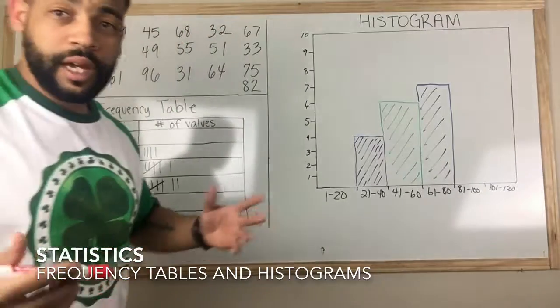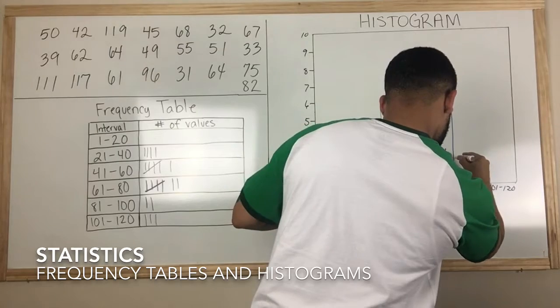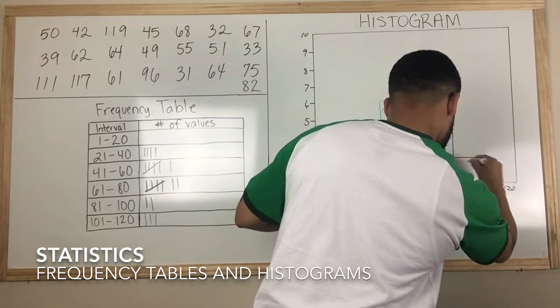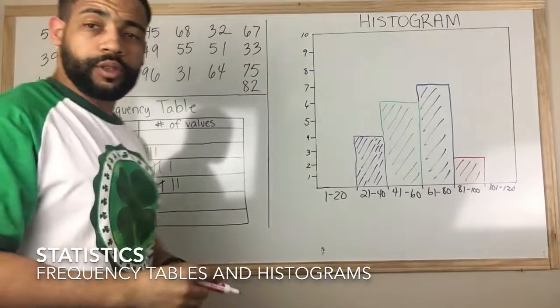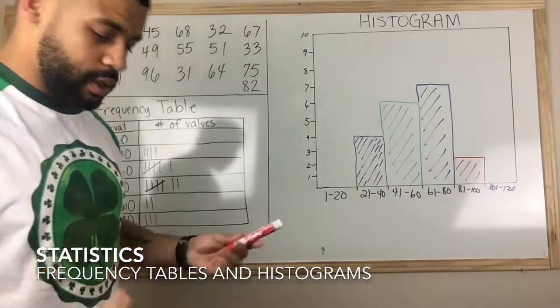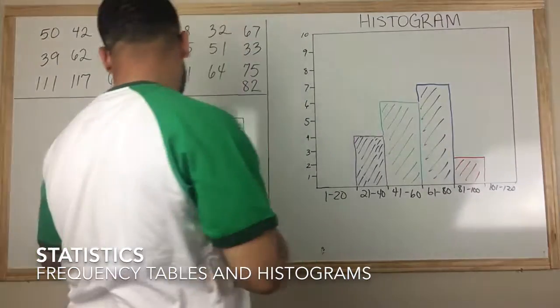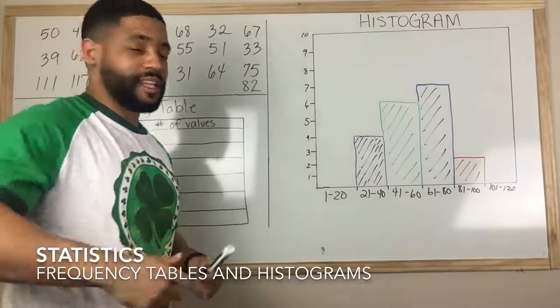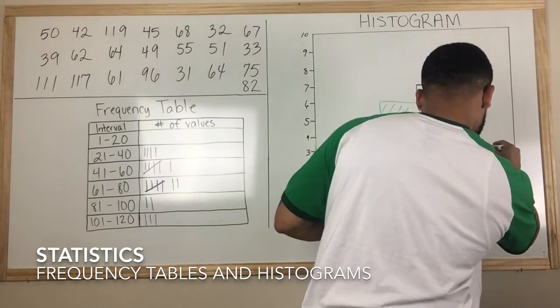81 through 100, we have 2 units. All right, and then the last interval, 101 through 120, we have 3. Let's go ahead and go black. And we have 3 numbers in that particular interval. So let's go across here.